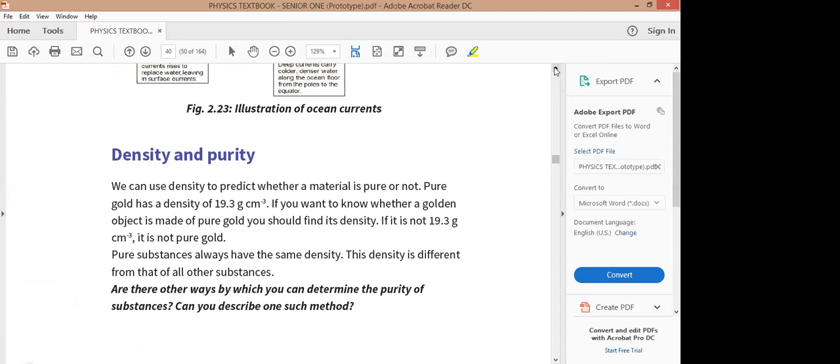Yes? There's one from the chart, how wind affects ocean currents. Okay. When the wind blows over the water, it accelerates the movement of that water. Wind is like an accelerator. It improves the movement of that water.